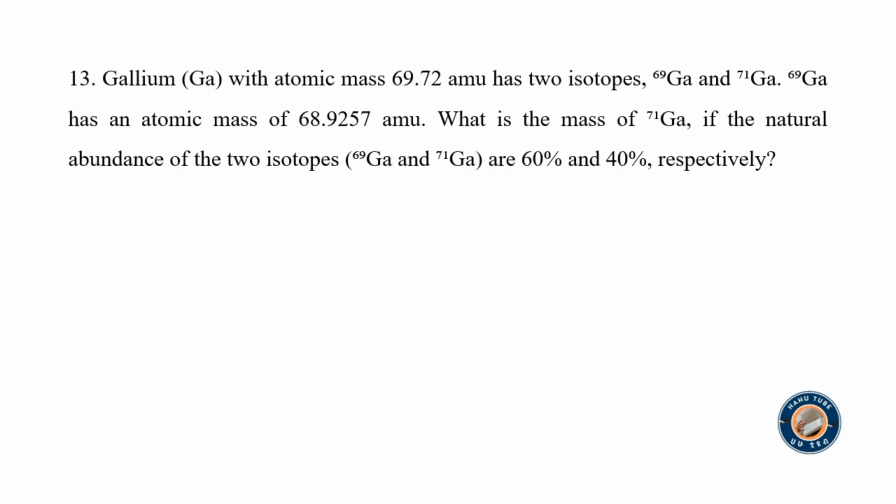Question number 13. Gallium, or Ga, with atomic mass 69.72 mu has two isotopes, gallium-69 and gallium-71. Gallium-69 has an atomic mass of 68.9257 atomic mass unit. What is the mass of gallium-71 if the natural abundance of the two isotopes, gallium-69 and gallium-71, are 60% and 40% respectively?